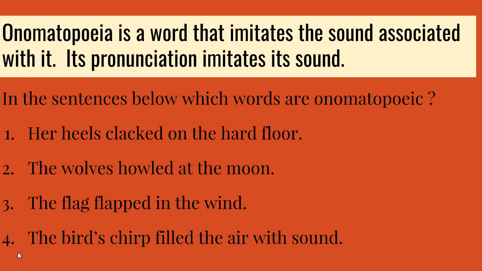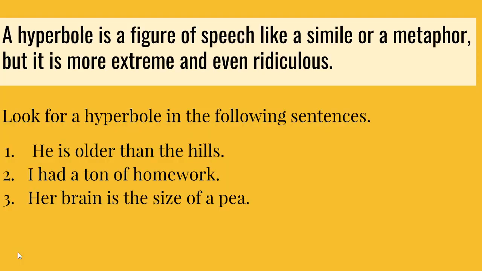Onomatopoeia is a word that imitates the sound associated with it. Its pronunciation imitates its sound. In the sentences below, which words are onomatopoeic? Her heels clacked on the hard floor. The wolves howled at the moon. The flag flapped in the wind. The bird's chirp filled the air with sound. Clacked, howled, flapped, chirp.